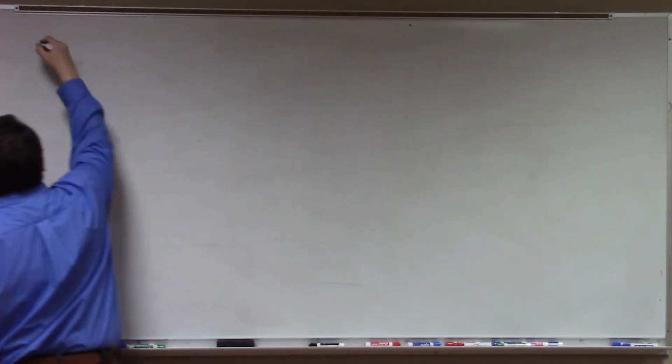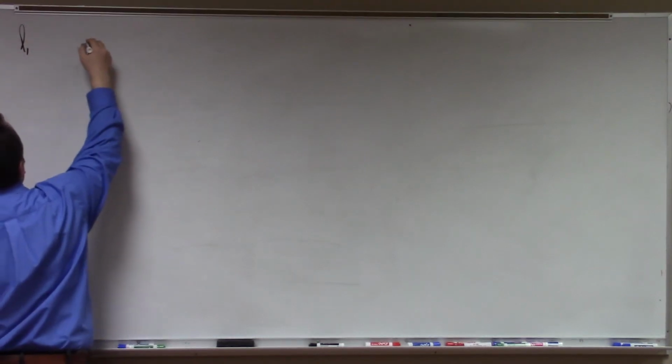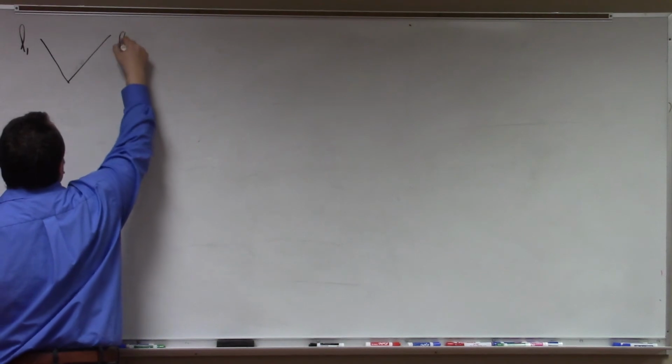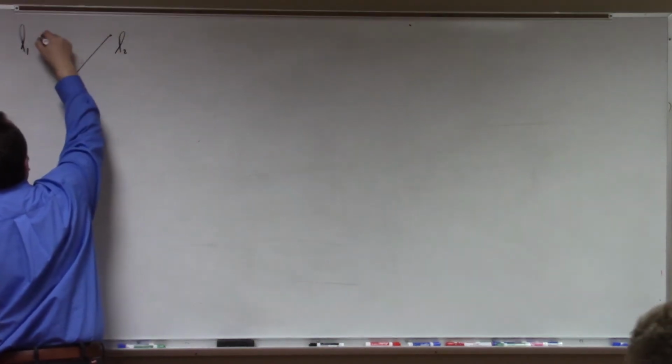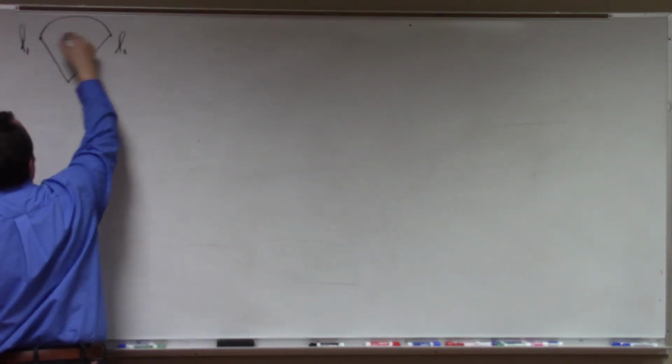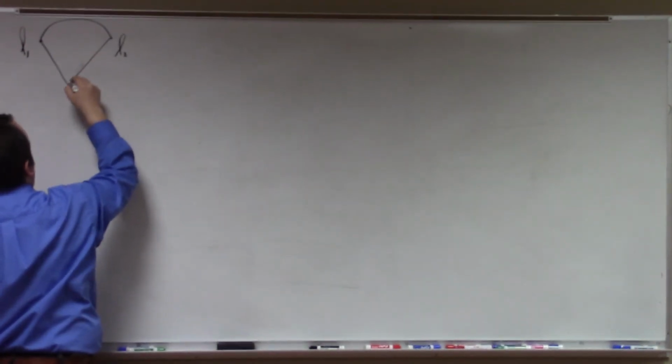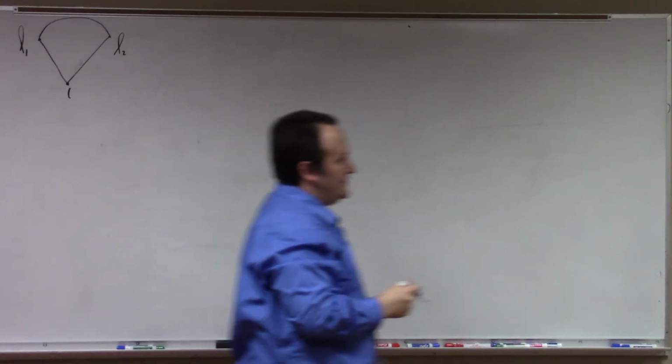Okay, so L1, let me draw the picture again, is like this, right? L2 is this guy. Sorry, my circle got squished. But the point is, what's this point down here?